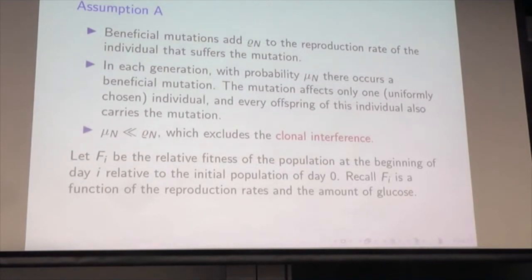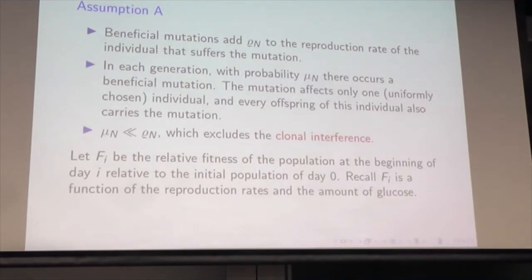And this mutation affects only one individual. Everyone has his own mutation, and it affects only his own. Every offspring of this individual will carry this mutation. So the mutation will either spread, or it will vanish. If this mutation fixates in the population, which means in the end everyone will carry the same mutation, then it's called fixation. It completely invades the population, so the offspring of this particular individual completely occupy the population.